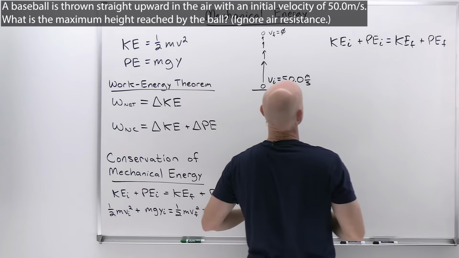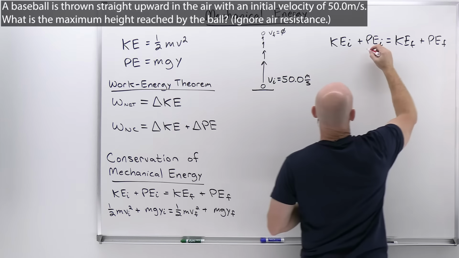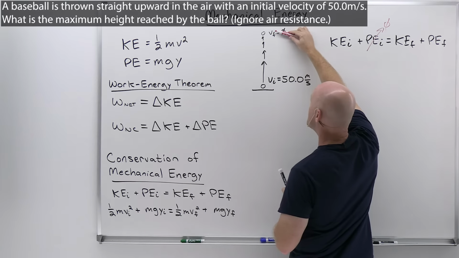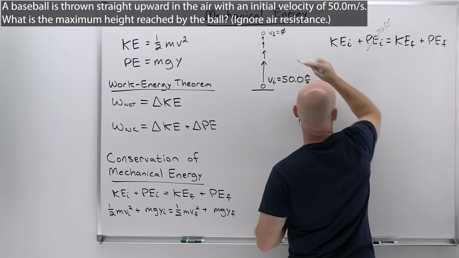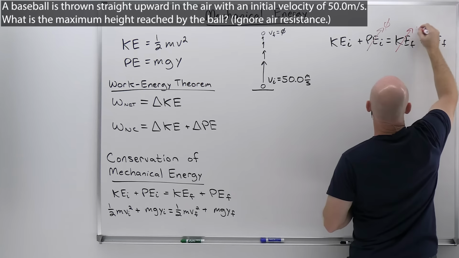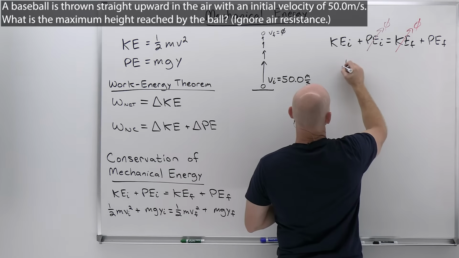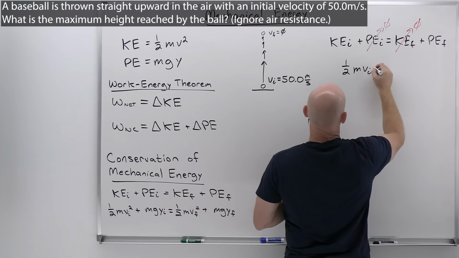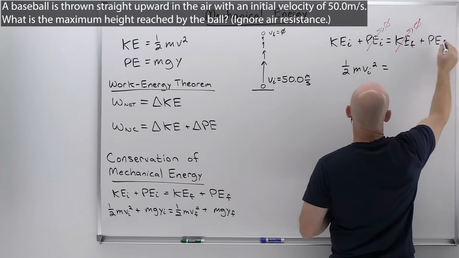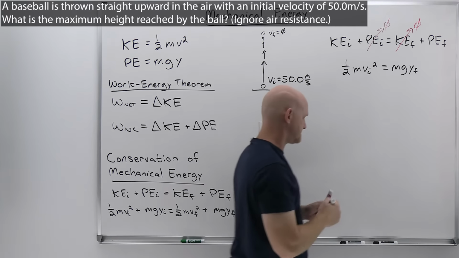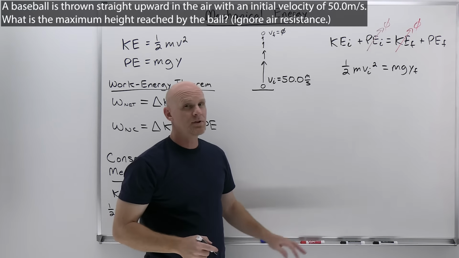And taking into account what we just said, initially it has no height, so its potential energy is 0. And at the top of its trajectory, when it reaches the max height, that's when its velocity and therefore kinetic energy is 0. And so in this case, our kinetic energy initial, 1/2 m v initial squared, is going to equal our final potential energy, m g y final. Cool, and from here, it is some plugging and chugging.